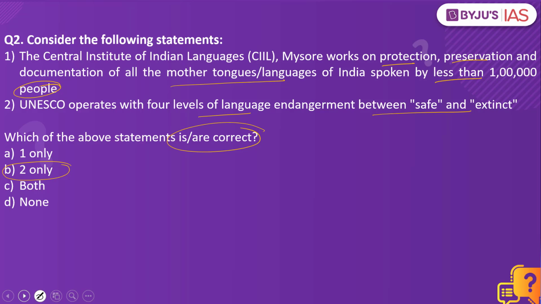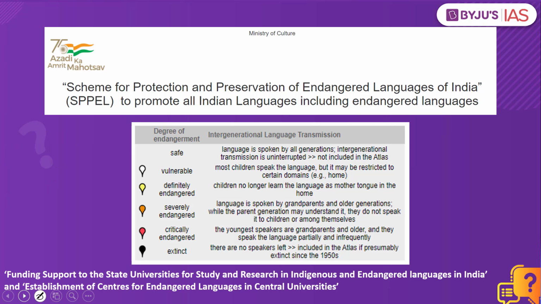Why have we taken this practice question? Because this article on the PIB makes a mention of the scheme for protection and preservation of endangered languages of India. Before we understand what the scheme is all about, why did the government of India come up with such a scheme? There are a number of languages the world over. They are either getting extinct or they have become endangered.